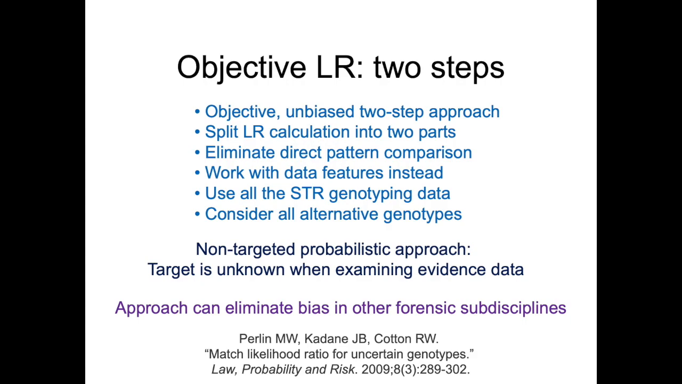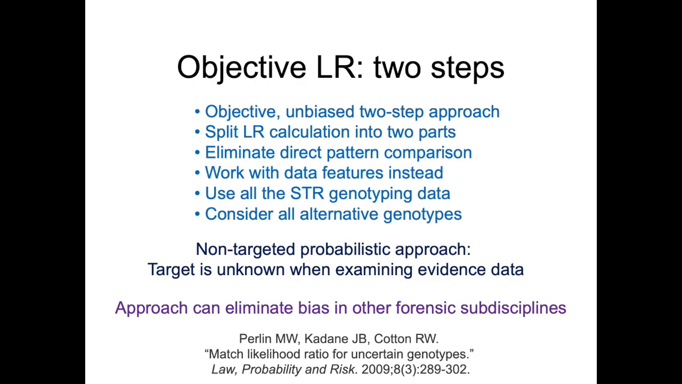It's not making choices. It uses all of the STR genotyping data. It considers all of the alternative genotypes, and it gives the results probabilities. It's a non-targeted probabilistic approach. Probability is introduced, but so is more accuracy, so is more reliability, and bias is eliminated.